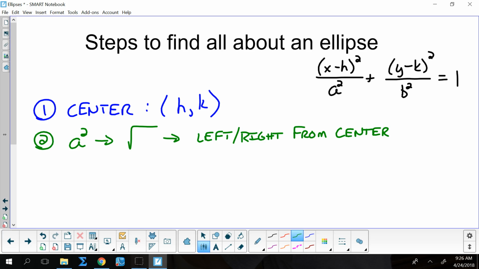Square root of b squared value. Ignore her. Just let her stew. I'll handle it. Okay? So then we look at b squared, right? Same thing, square root it. Yeah, but up and down from center. Up and down from center.